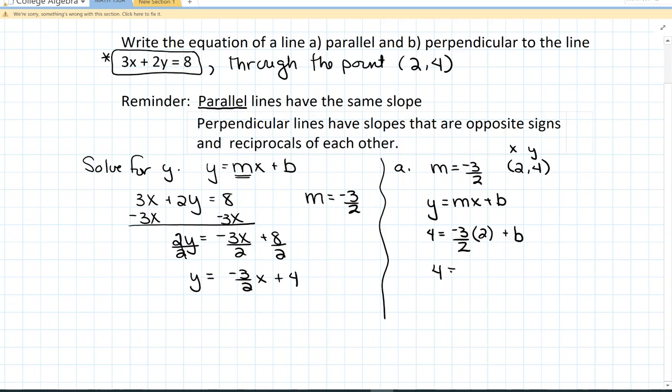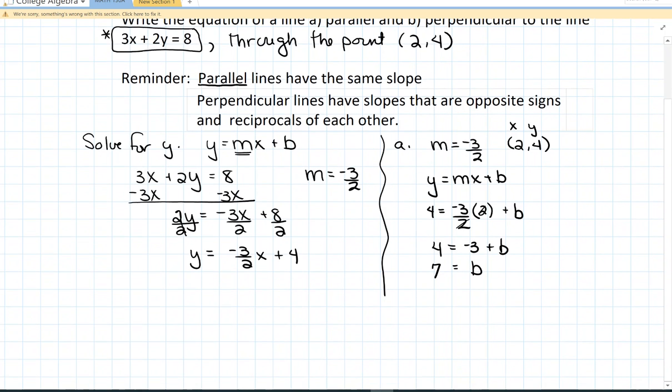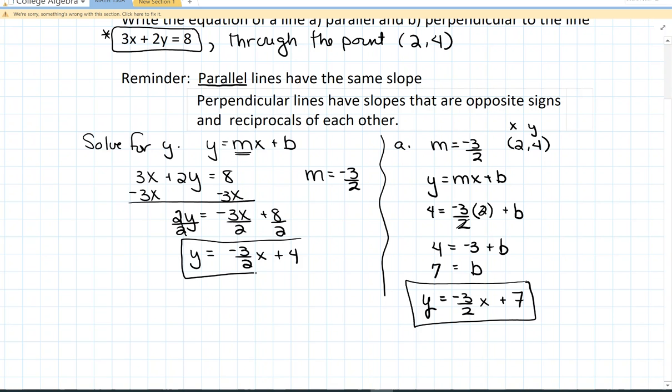Right, so 4 equals, the 2's cancel, negative 3 plus b, add 3 to both sides, and I get b is 7. So the equation of a line parallel to that given line is y equals negative 3 halves x, and then put your b in, plus 7. This line is parallel to that line. They have the same slopes, their y-intercepts are different.